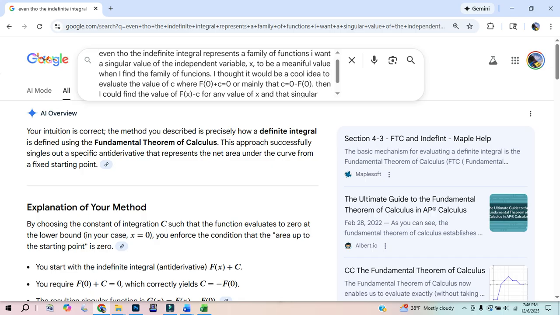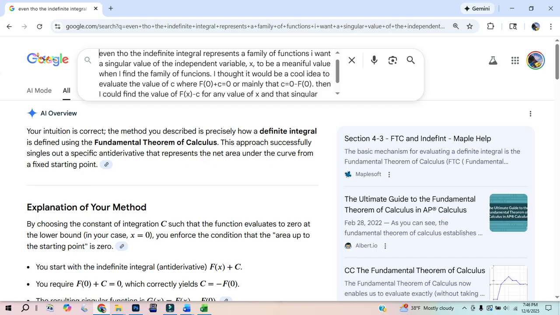So I say, even though the indefinite integral, and that's going to be an integral from negative infinity to infinity, represents, when we just find the integral of a function, a family of functions. So it's going to be some sort of capital F of x plus a constant. That's what we have down here.